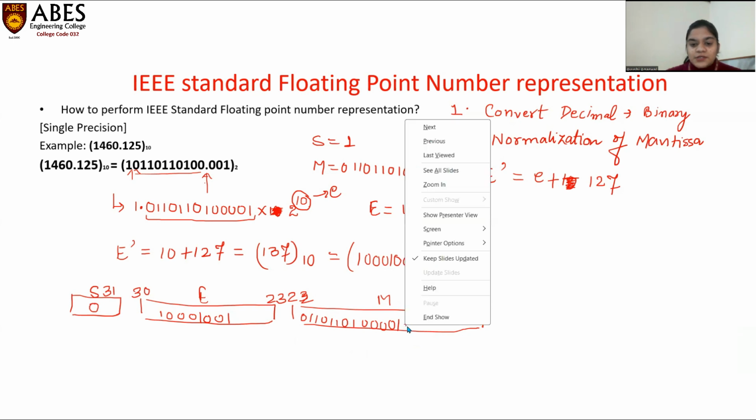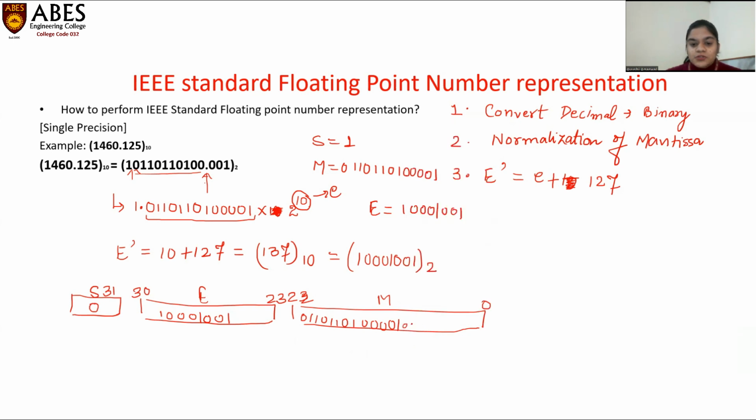Now let's put 10 zeros over here. So 1, 2, 3, 4, 5, 6, 7, 8, 9, and 10. So 13 over here, 14, 15, 16, 17, 18, 19, 20, 21, 22, 23. So now this particular complete value is our complete Mantissa. And this is how we can represent 1460.125, a decimal value, as its equivalent binary value in IEEE standard.